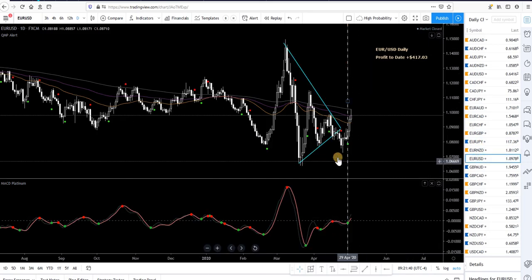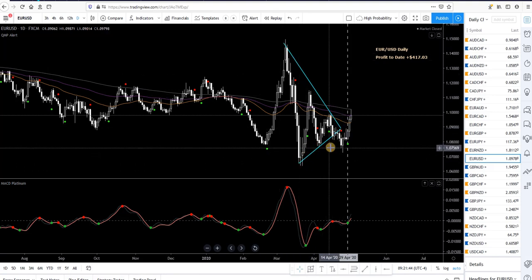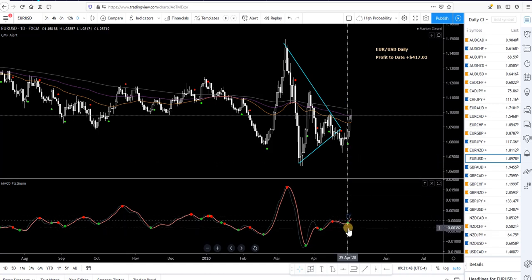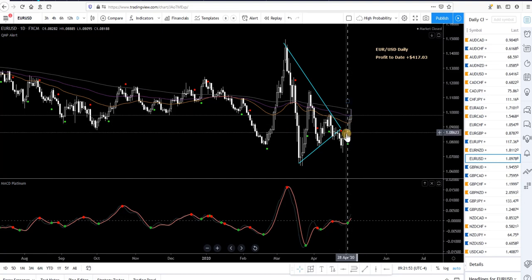Euro USD, nothing happening here. I've still left this triangle pennant thing on the chart just to see how it worked out. It's going up. There was a buy signal here. I didn't take it. It's just too high a risk. Would have paid off, but just not worth the effort.